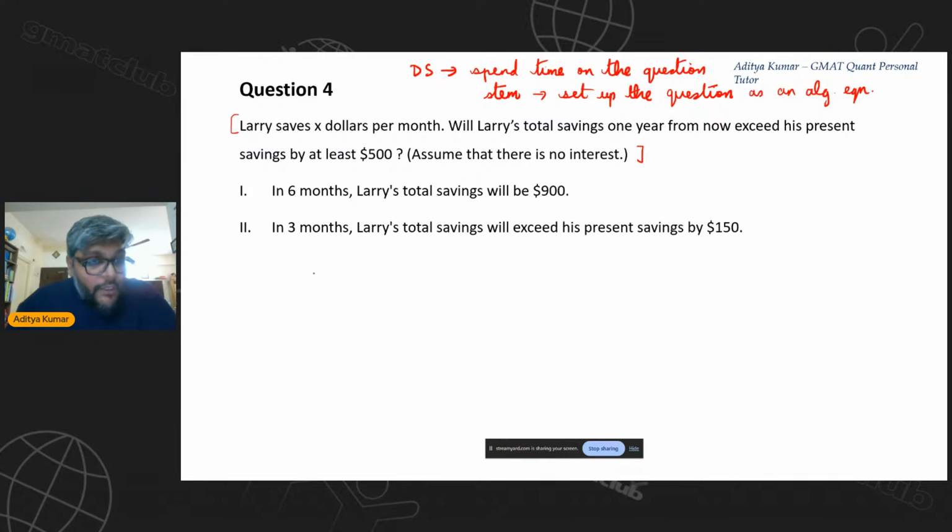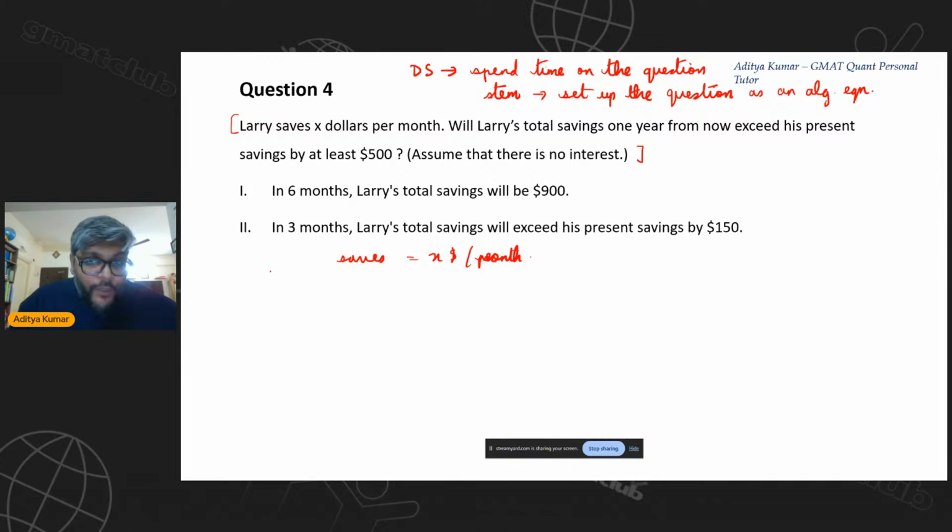Larry saves X dollars per month. Will Larry's total savings 1 year from now exceed his present savings by at least $500? So what is the meaning of this? He has some present savings, and they are asking me whether the total savings 1 year from now will exceed the present savings by at least $500.